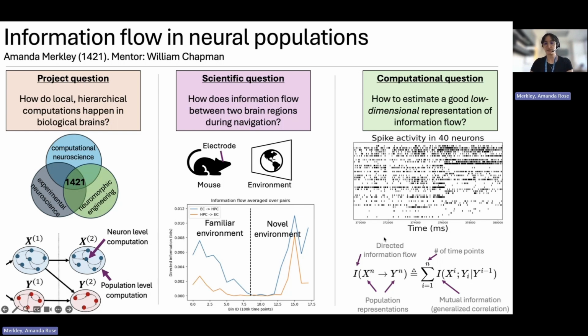So just to give you a sense of the kind of data I'm working with, this is an example of spiking activity in 40 neurons. So each row is a different neuron, and each of the black dots indicates that a spike or some activity was observed at that time point.